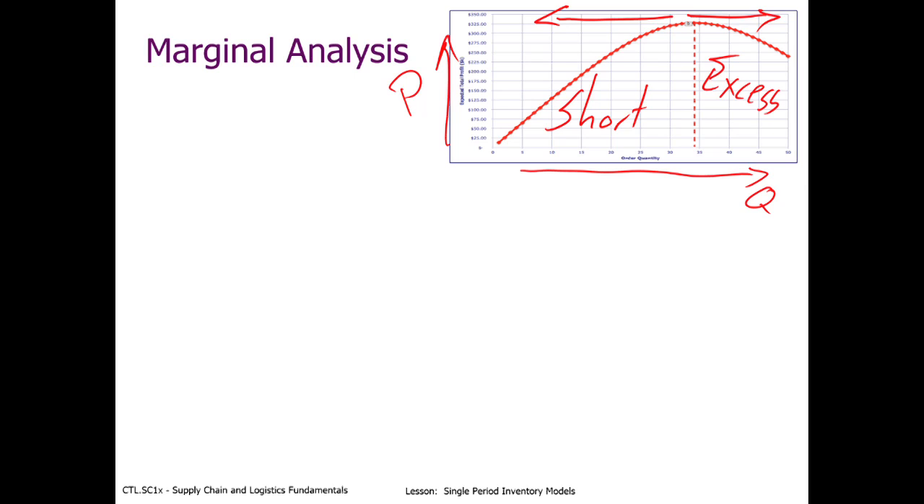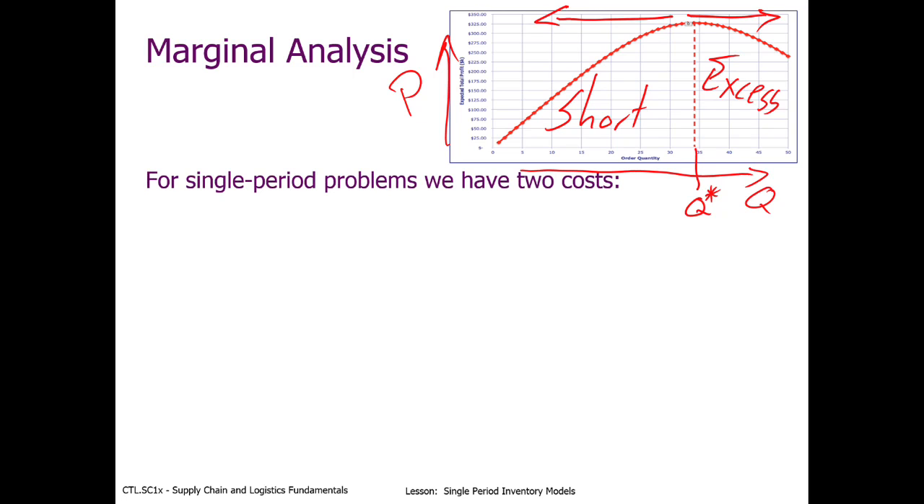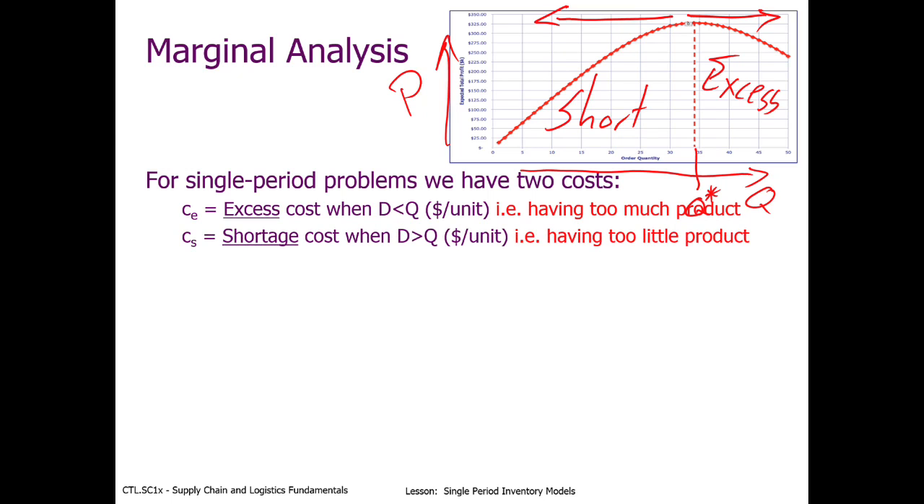And so what we want to do is figure out how I can find that Q star. For single period problems, we have two costs. We have this excess cost, and this happens when the demand is less than Q. This means I have too much product, too much laying around. Then I've also got the shortage cost when the demand is greater than Q for whatever I pick, and that's having too little product. I'm not going to have enough there.